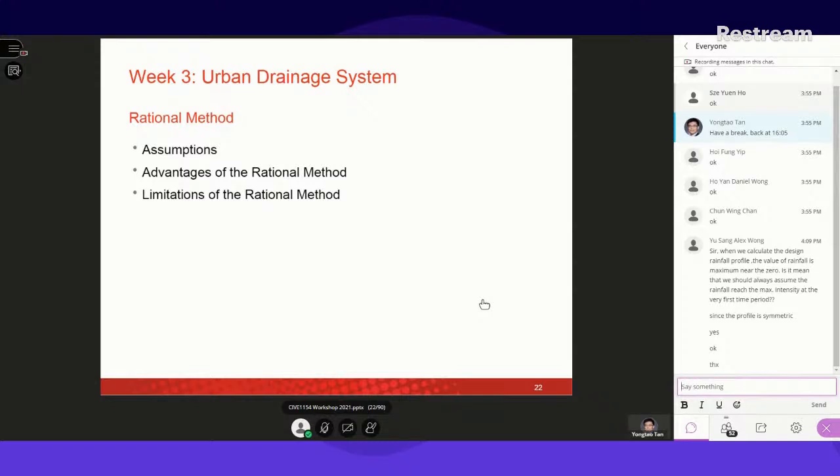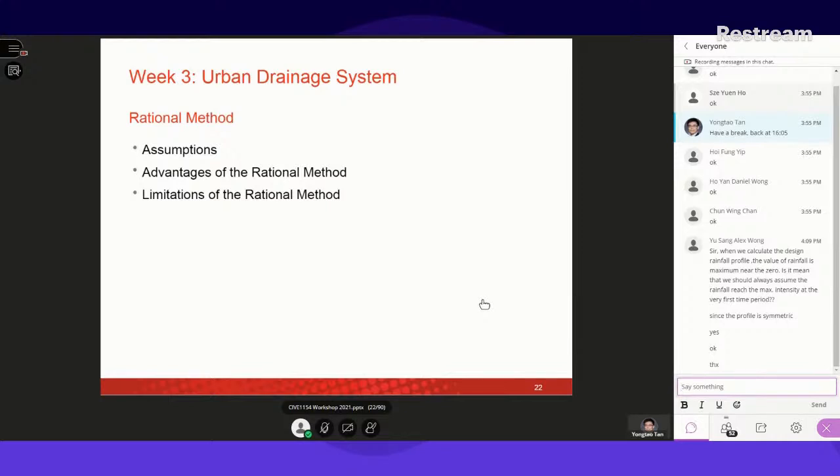But there are also some limitations of using the rational method. For example, it is only for small catchments, as mentioned, less than 25 square kilometers, unless a lot of recorded data is available to derive the statistical parameters for use in medium catchments. So that means we need to get more data. Peak flow rate is the only output, meaning we can only get the peak flow rate by using the rational method.